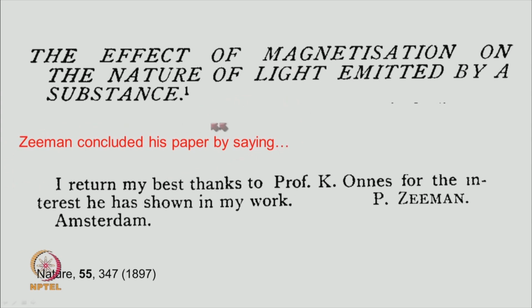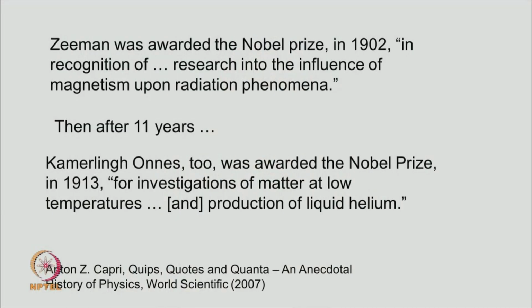And in the paper he concluded by saying, "I return my best thanks to Professor K. Onnes for the interest he has shown in my work." I leave it to you to figure out if Zeeman was sending a message to his former supervisor. Anyhow, this work was recognized in the form of a Nobel Prize in 1902 for the research into the influence of magnetism upon radiation phenomena.